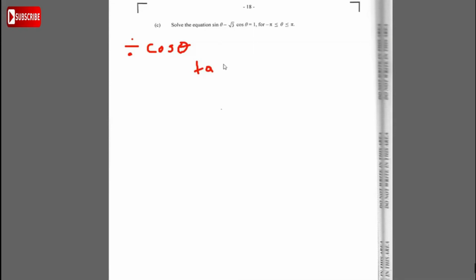Alright, let's not do it this way. I'm not going to do it this way. First thing I'm going to do is rewrite it in the r cos form. When it's equal to 0, it's easier to do that. I'm going to write it in the r cos form.